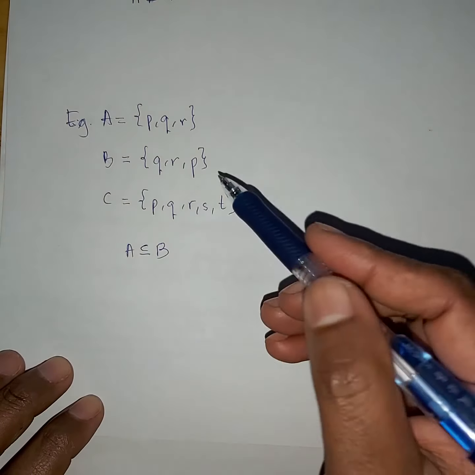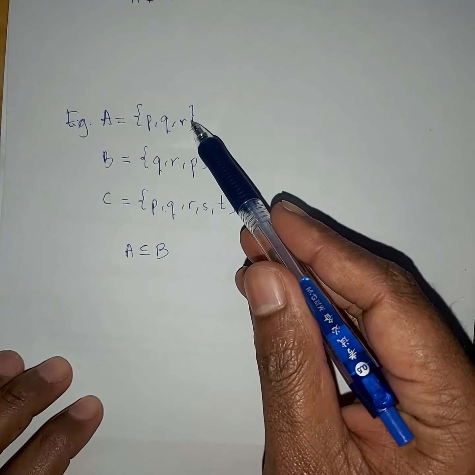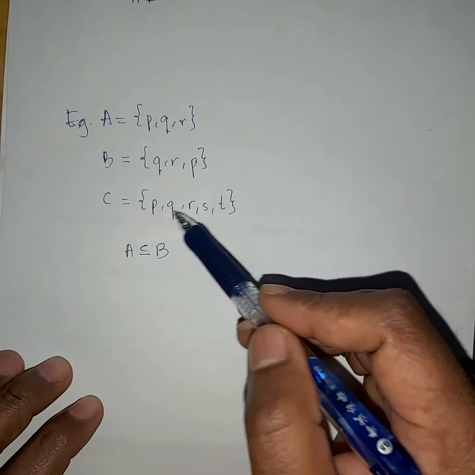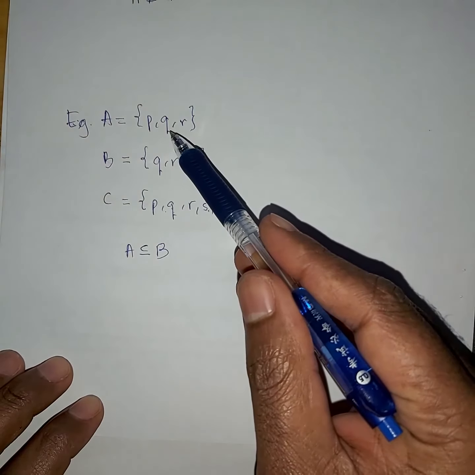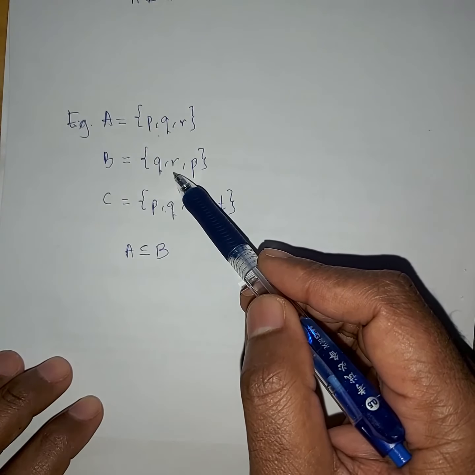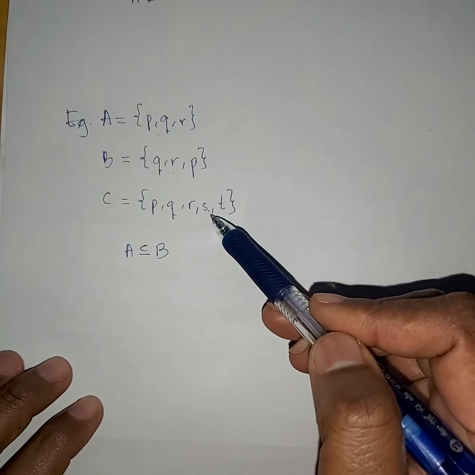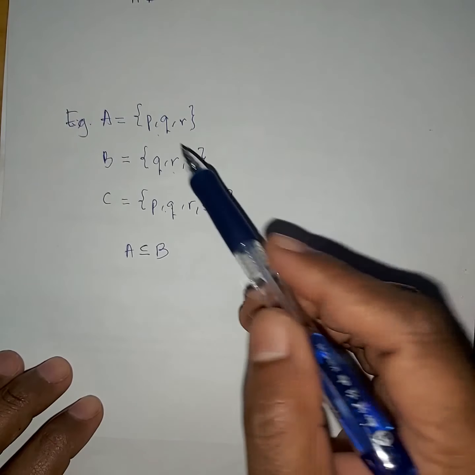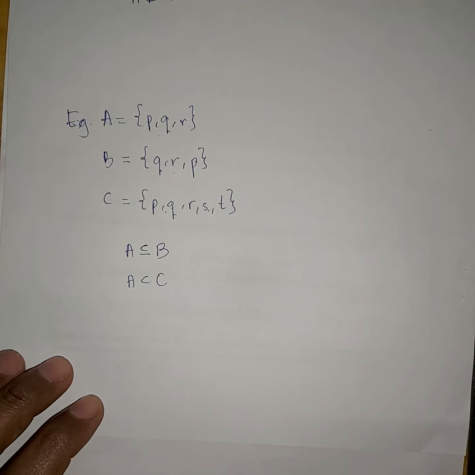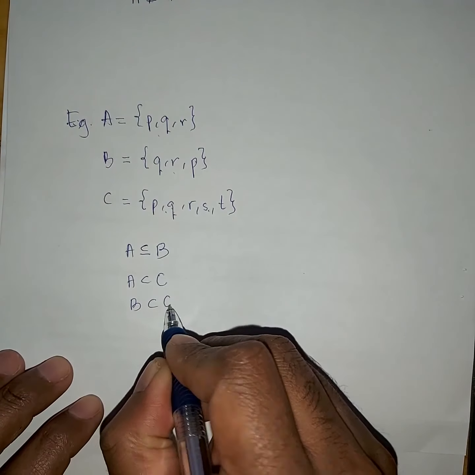Now you may compare set C with set A, or set C with set B. Suppose you compare these two sets with this set, you will find so: all elements of set A and set B, you will find all of these elements inside the set C. So this means set A is a proper subset of set C. You may write it so. Or you can write set B is a proper subset of set C.